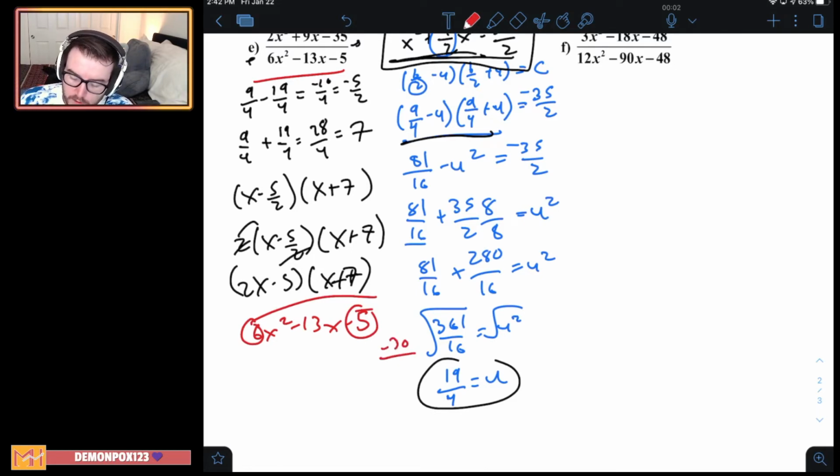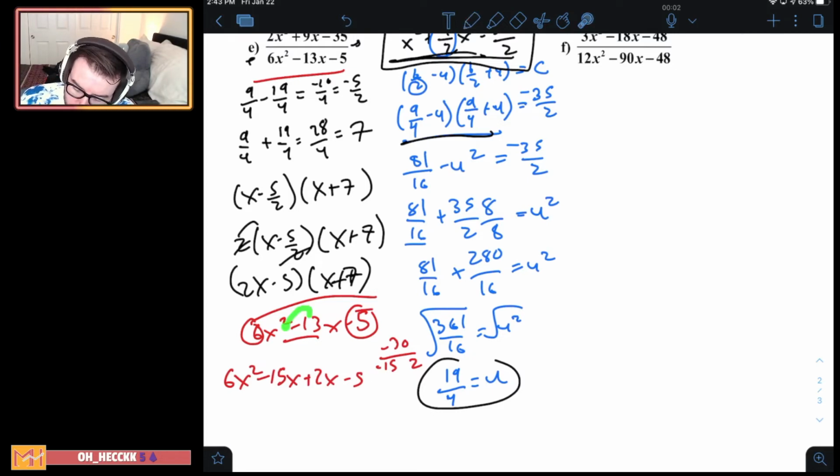So then you ask yourself, what two numbers multiply to negative 30 and add up to the middle number, negative 13? The answer? Negative 15 and 2. Negative 15 times 2 is negative 30, and negative 15 plus 2 is negative 13. So you take those two magical numbers, negative 15 and 2x, and you split the middle term with them. We just took this negative 13x and split it into 2.